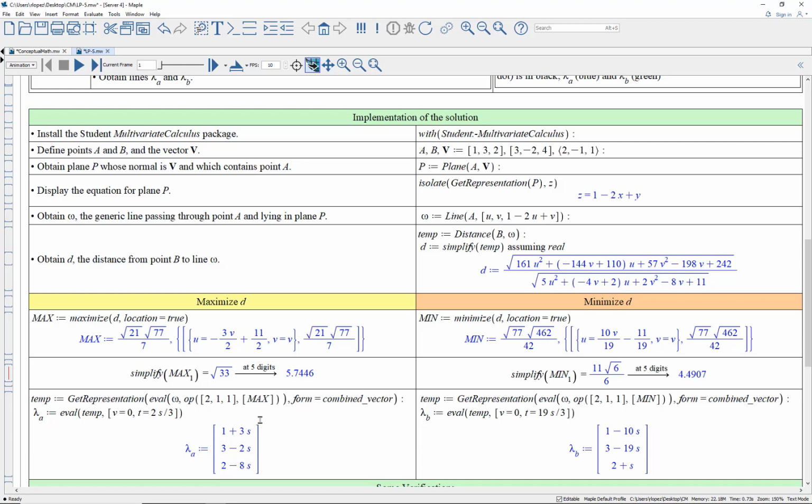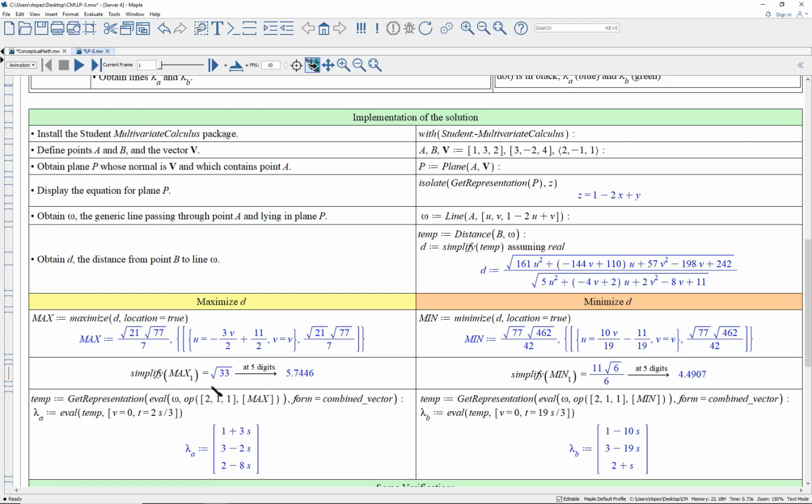in each case. So this op, which stands for operand, so you're digging into this sequence of two things, and we want this set right here. And to get it, I just experiment to figure out what op I'm looking for. It grabs this set. And I evaluate the generic line omega with this information. And I get the line in a vector format.